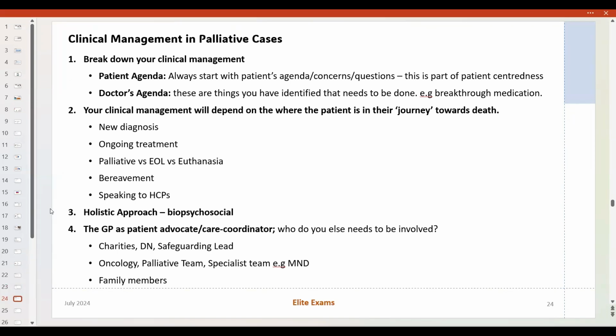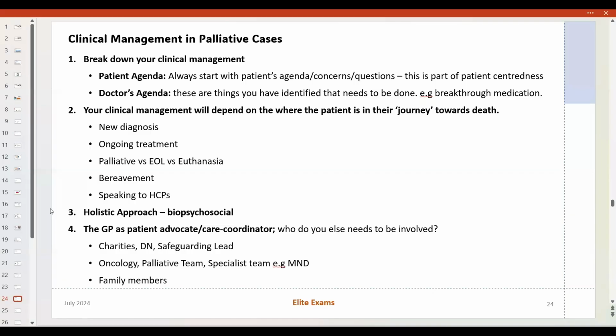So coming to the clinical management in palliative care, in every case you see, I always break down my clinical management. When I prime my case and write it down, I break down patient agenda first, doctor's agenda second. Whatever the patient comes in with, their concerns, their questions, address that first before you go on to address whatever you have found in your own data gathering.